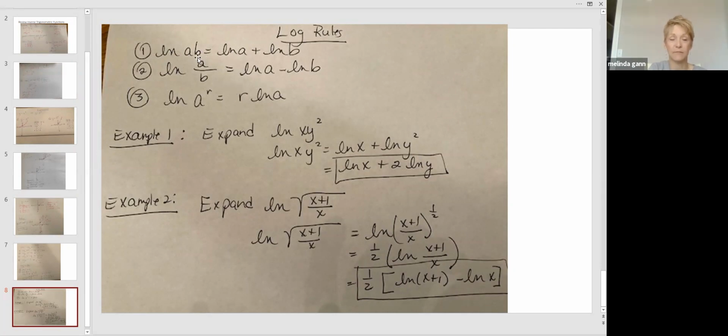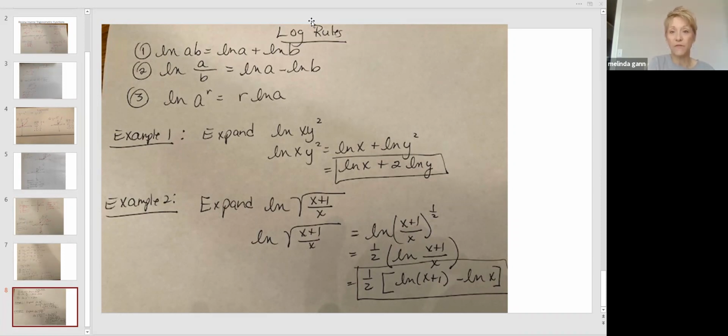Now look what it says. It works with any log, but you're going to see natural logs most often, so I put it in terms of natural logs because your book does. If you have the natural log of a product, remember there's an understood times there. It is not the natural log of the first one times the natural log of the second one. It's the natural log of the first one plus the natural log of the second one.